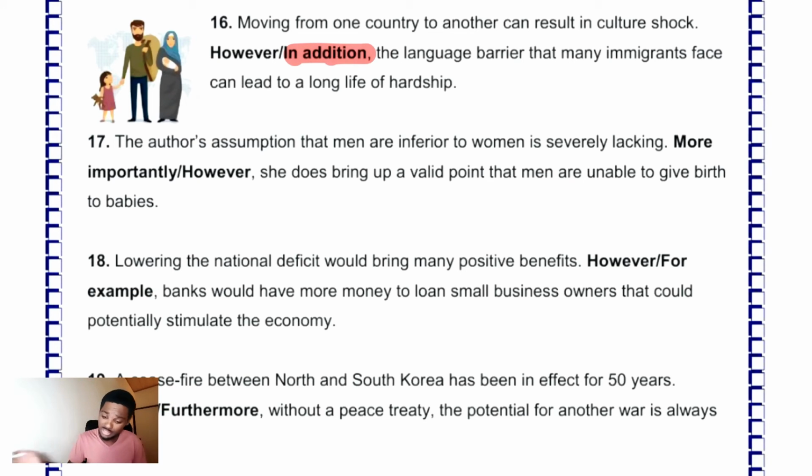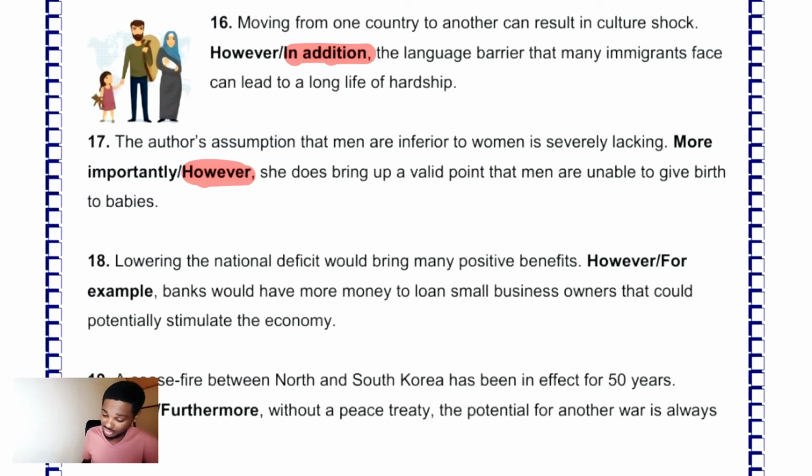17. The author's assumption that men are inferior to women is severely lacking. Blank, she does bring up a valid point that men are unable to give birth to babies. Okay, 17 is going to be, however, we're seeing a contrast here.